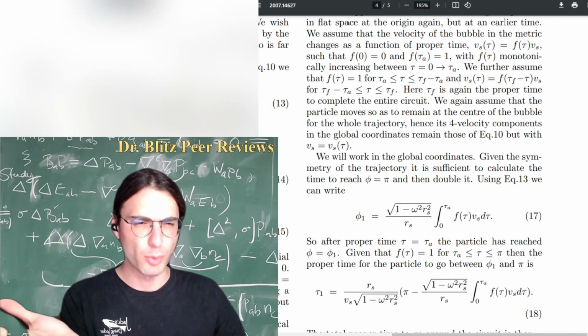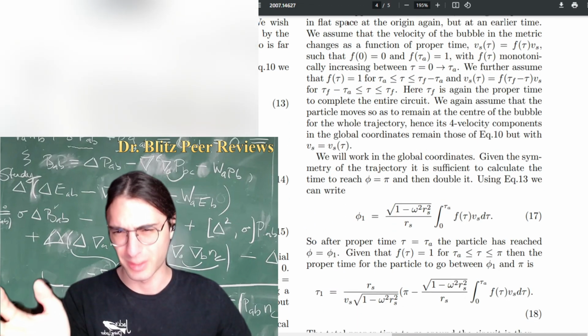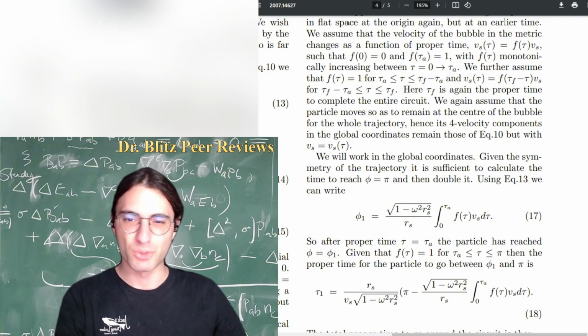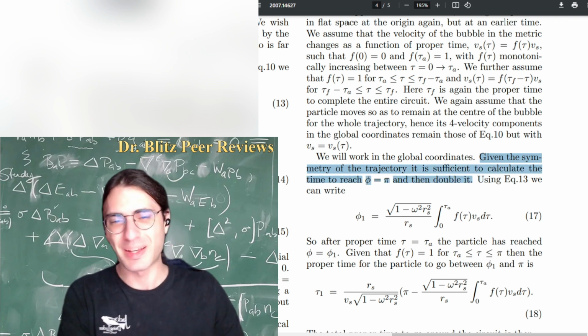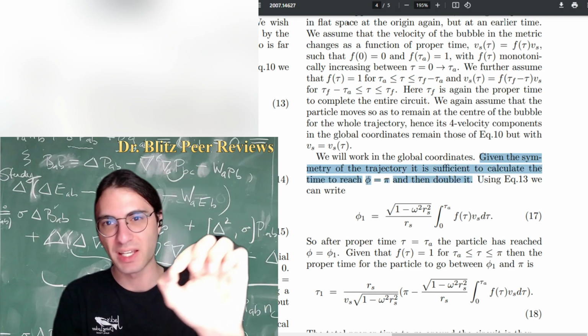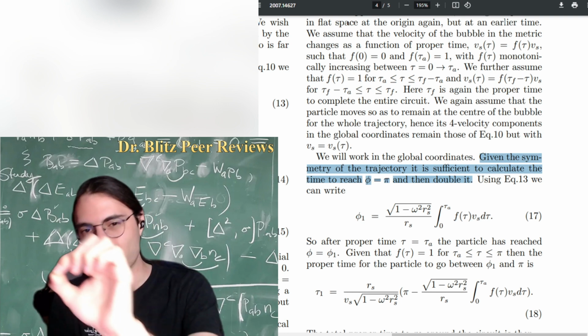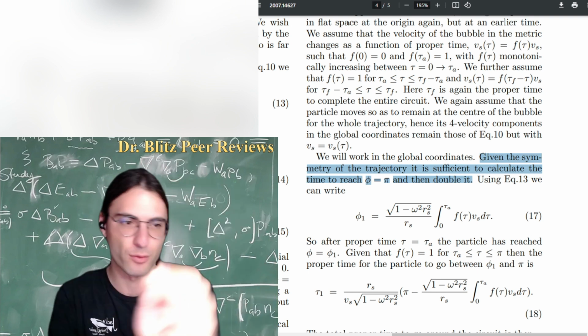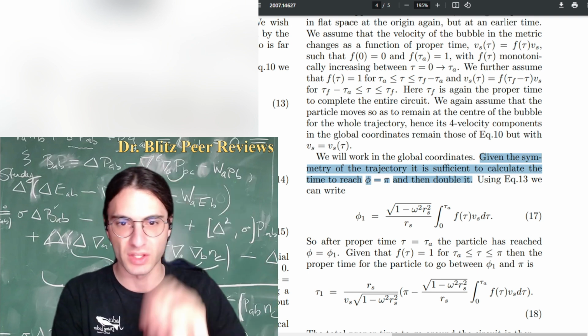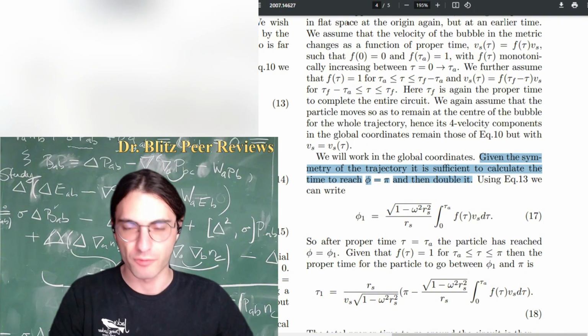And they're going to work in global coordinates, which I respect because the global coordinates seem easier. So we'll work in the global coordinates. Given the symmetry of the trajectory, it is sufficient to calculate the time to reach phi equals pi and then double it. That makes sense because it speeds up, maintains constant speed, and then it slows down to complete the trajectory. So you only have to do halfway, right? And then you can just double it to figure out the full trajectory.